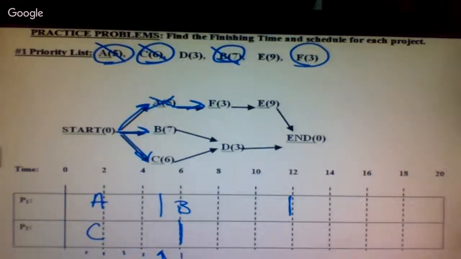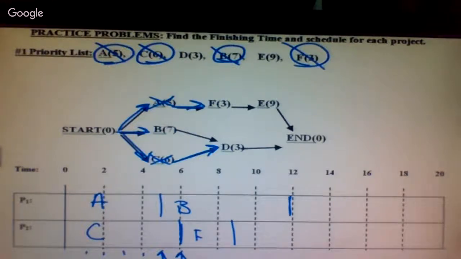At 6 minutes, we stop again because processor 2 has finished with task C. Does that mean D is ready now? No. No. There's another line that leads to D that's not done yet. So the only one that is ready is task F, so that goes next. That takes me to 9.